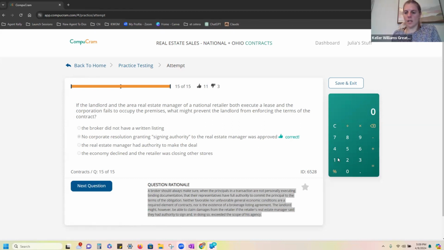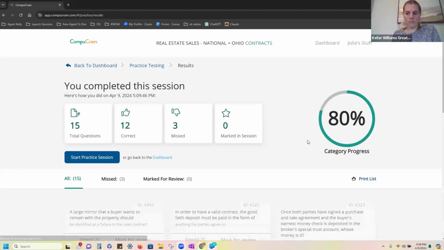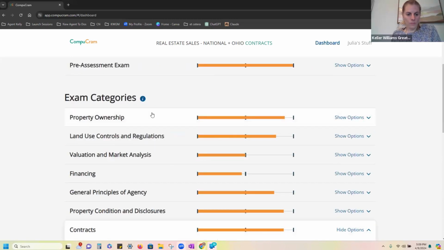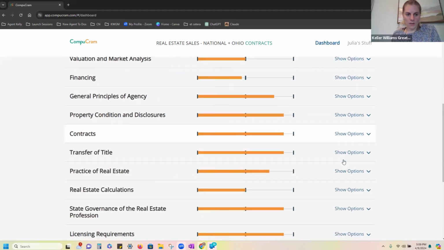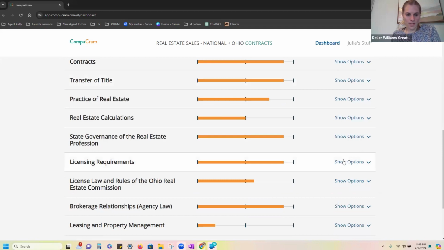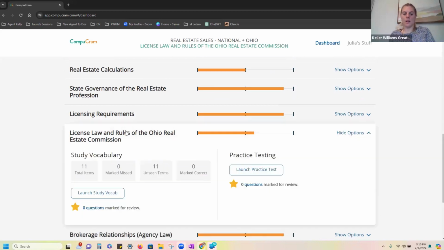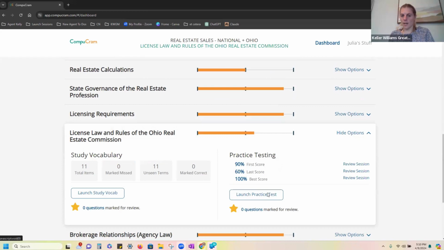The license law. All right. License law. Okay, license law and rules of the Ohio Real Estate Commission. Let's pop in here.